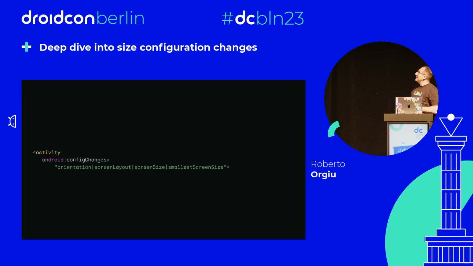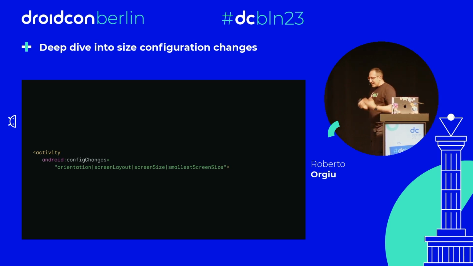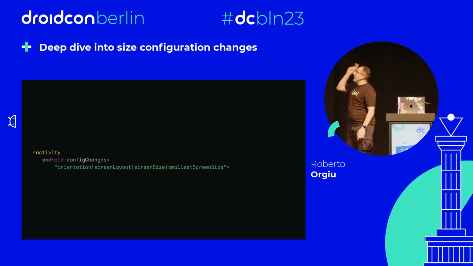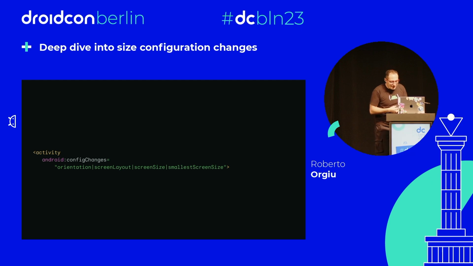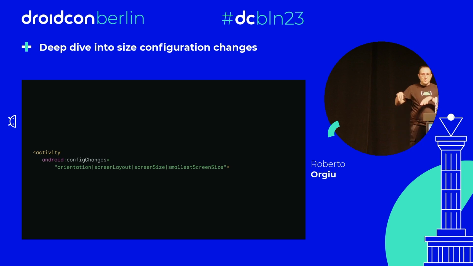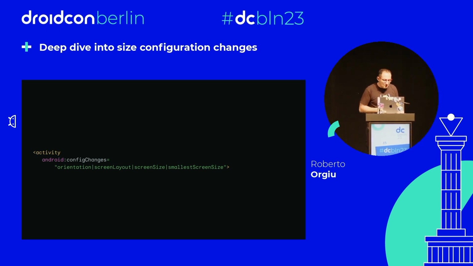OK, so first, well, we are all scared of activity recreation. So if you want to opt out of activity recreation, you have to add these 4 flags to your manifest that are orientation, screen layout, screen size, and smallest screen size. If you want to go on the safe side, you also add keyboard and keyboard hidden. So if someone attaches or detaches a keyboard, you're safe. But that's for another talk.